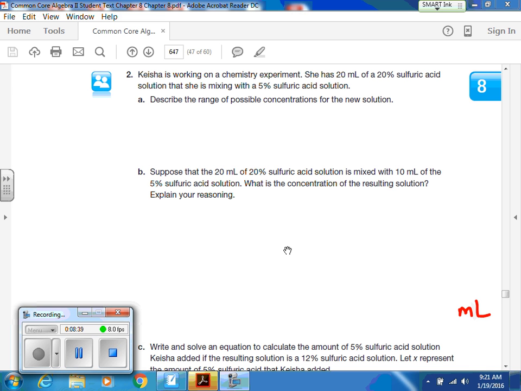When I put this 5% solution in with that 20% solution, is it going to make it stronger or is it going to weaken it? It's going to make it stronger? Right, let me ask you this.